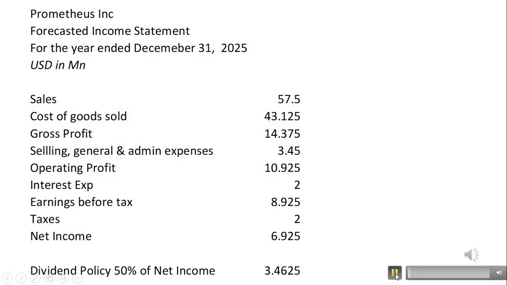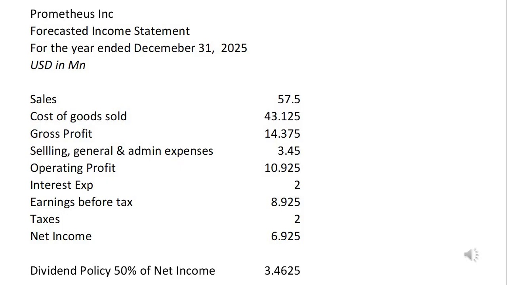So, here we have our forecasted income statement. Based on our assumptions, sales grew by 15% over last year. Last year's sales were $50 million, so multiplying 50 by 1.15, we arrive at $57.5 million. COGS shall remain at 75% of $57.5 million, which comes down to $43,125,000. Other expenses, which we assume to be 6%, are $3,450,000. $2 million each for taxes and interest are also recorded here.